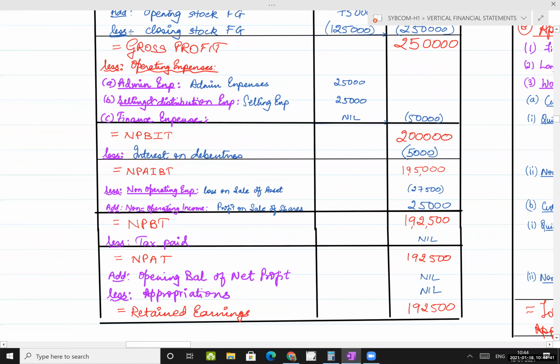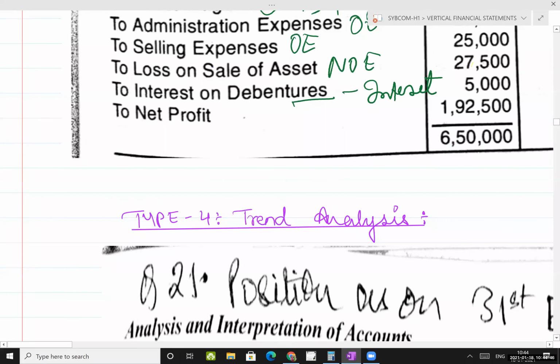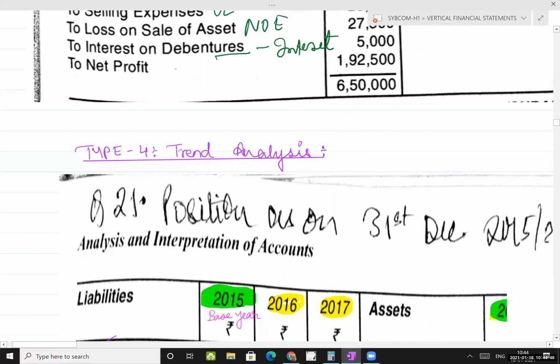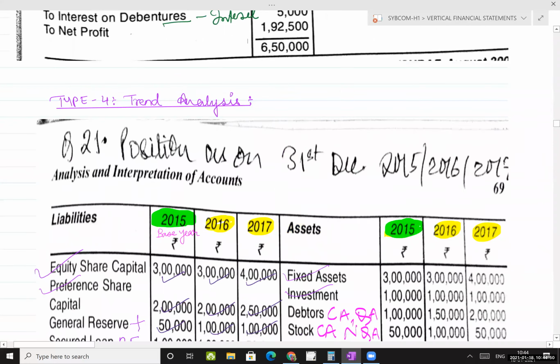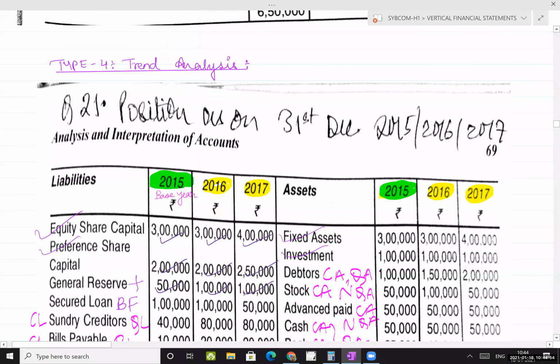Okay, so let me proceed to the next one. So type 3 is done. Now come to this type 4, trend analysis. Now this is something new. Okay, write type 4, trend analysis.